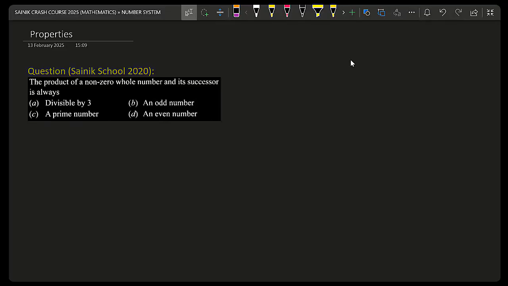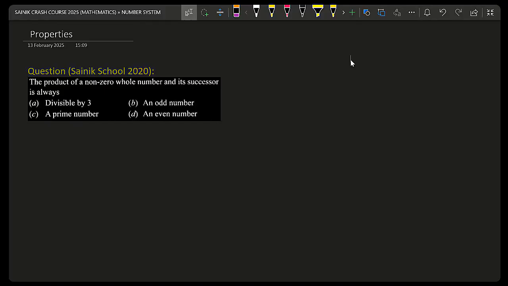For example, you can take any non-zero whole number first. Sir, 4. Okay, 4. What is its successor? Sir, 5. What is the product of 4 and 5? 20. 20 is even or odd? Sir, even. You said odd, right? Okay. So any example of whole number you take and multiply with its successor, it's always an even number.